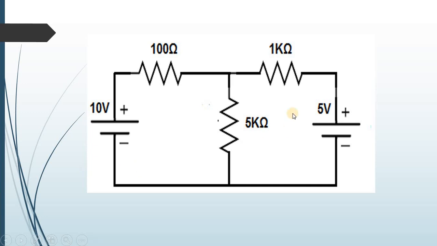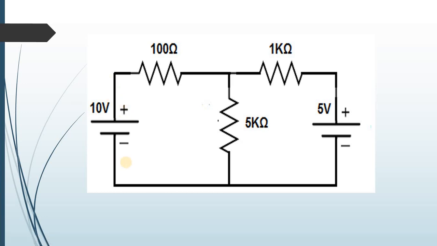So first step, make one source active and make the other source inactive. We will first activate this 10 volt battery voltage source, and inactivate the other by a short circuit. When the 10 volt battery is acting, we have to find the current through this 5 kilo ohm using the superposition theorem, due to this 10 volt battery acting alone.